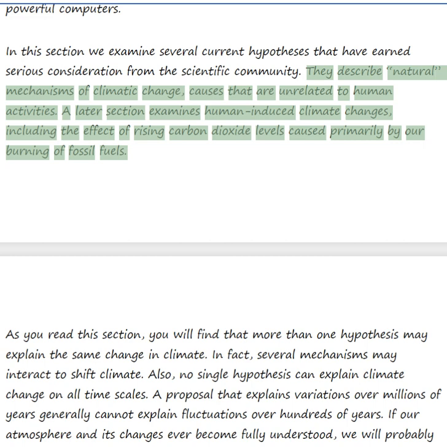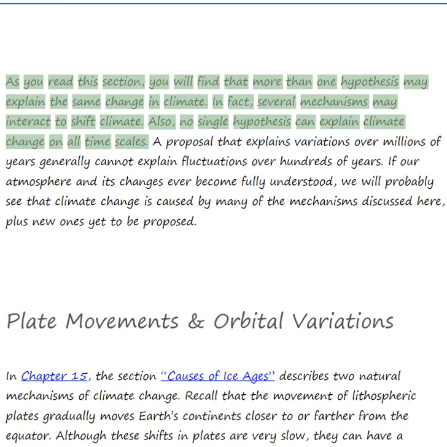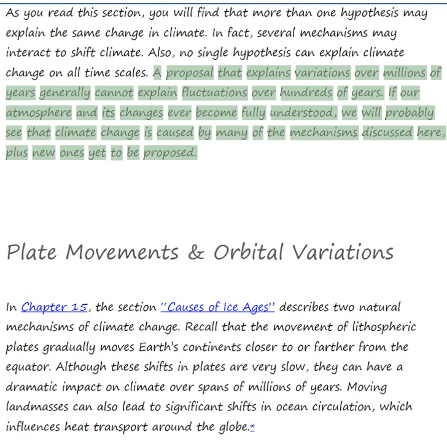A later section examines human-induced climate changes, including the effect of rising carbon dioxide levels caused primarily by our burning of fossil fuels. As you read this section, you will find that more than one hypothesis may explain the same change in climate. In fact, several mechanisms may interact to shift climate. Also, no single hypothesis can explain climate change on all time scales. A proposal that explains variations over millions of years generally cannot explain fluctuations over hundreds of years. If our atmosphere and its changes ever become fully understood, we will probably see that climate change is caused by many of the mechanisms discussed here, plus new ones yet to be proposed.